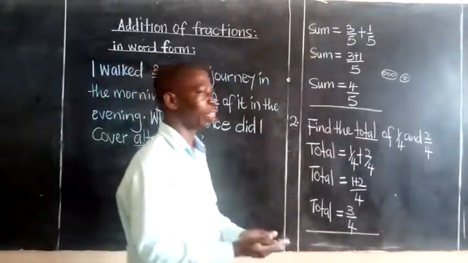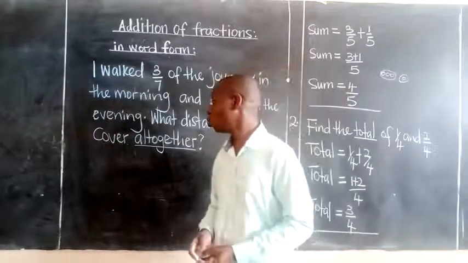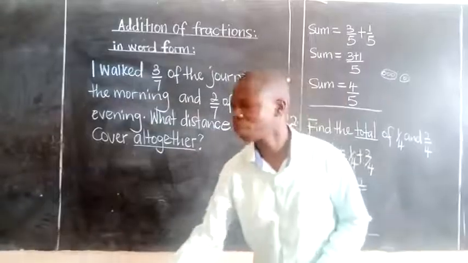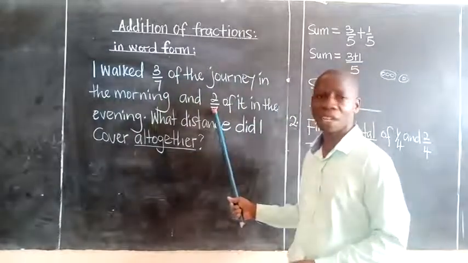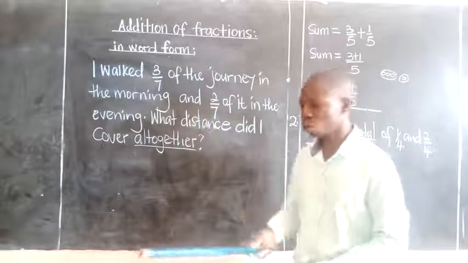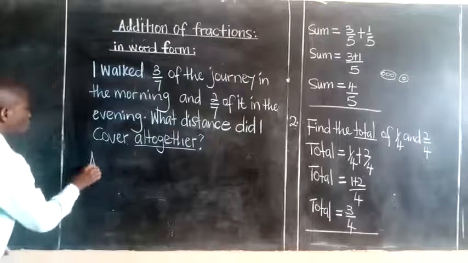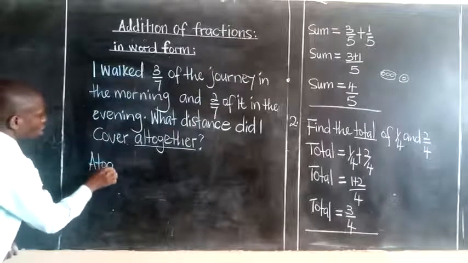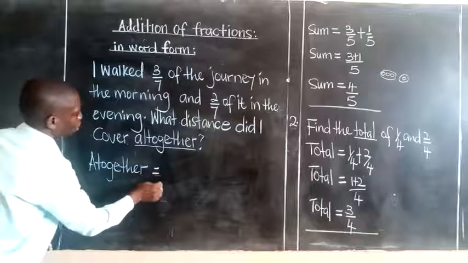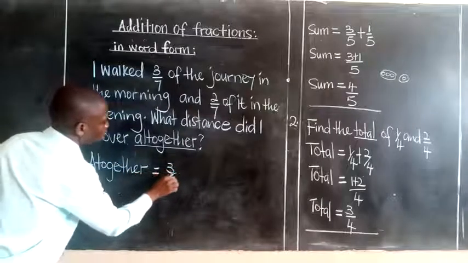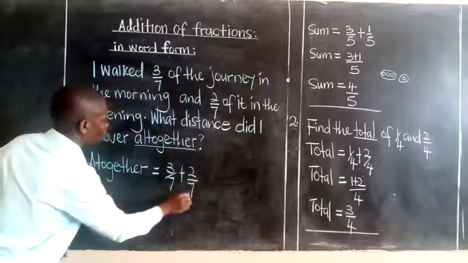How do we get all together? We get all together by adding. So what are we going to do? We are going to add the first distance covered to the second journey covered. So we shall start off with the keyword. We shall say all together equals 3 out of 7 plus 2/7.